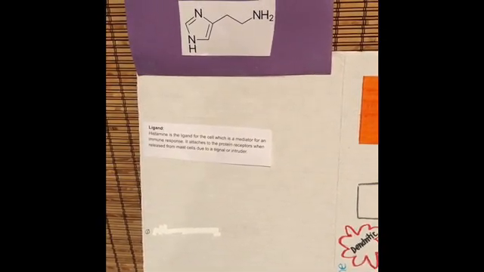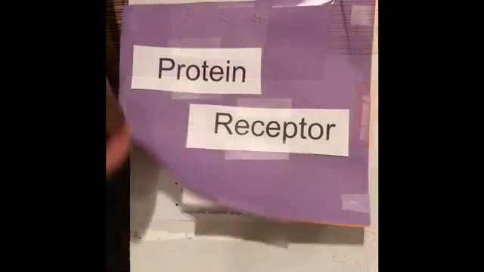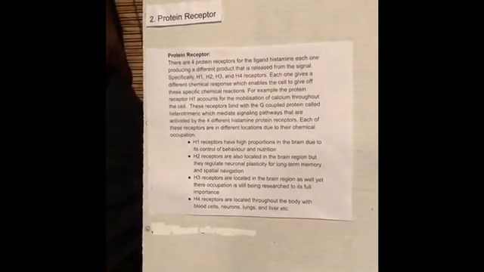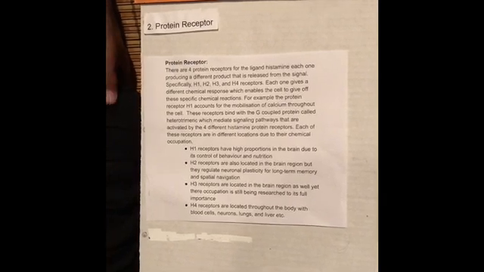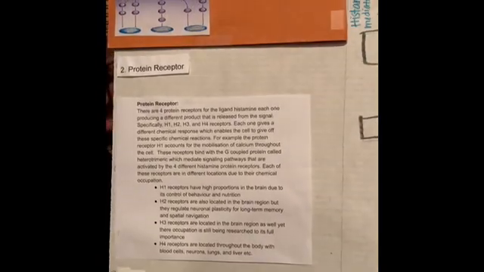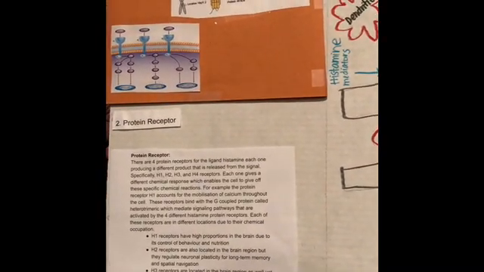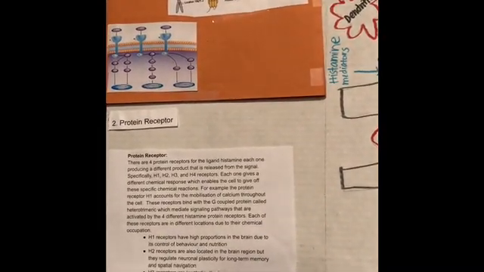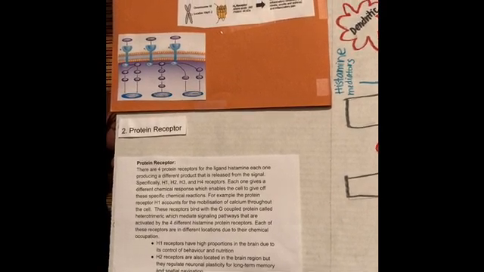Histamine is the ligand for the cell, which is a mediator for an immune response. It attaches to the protein receptors when released from the mast cells due to the signal or intruder. Histamine has 4 different types of protein receptors: H1, H2, H3, and H4 receptors. Each one gives a different chemical response when it enables the cell to give off these specific chemical reactions.